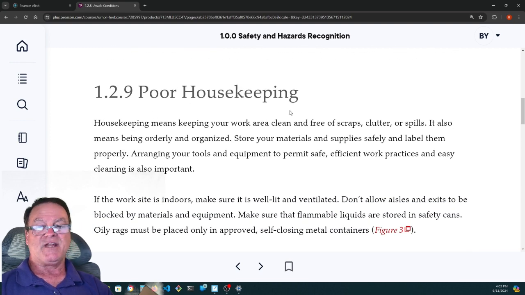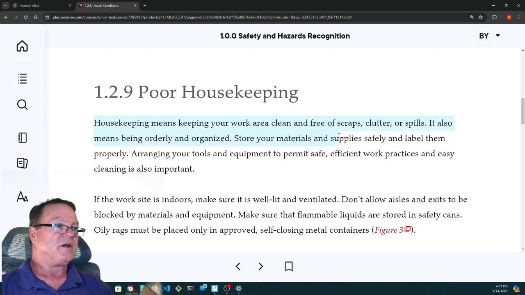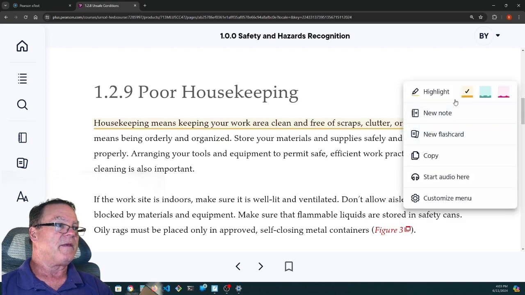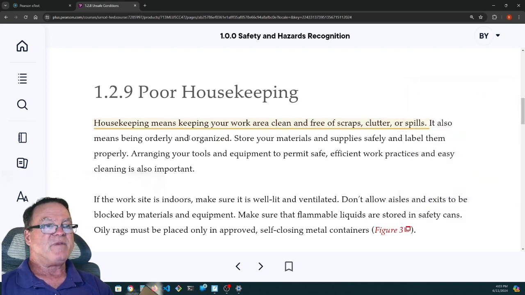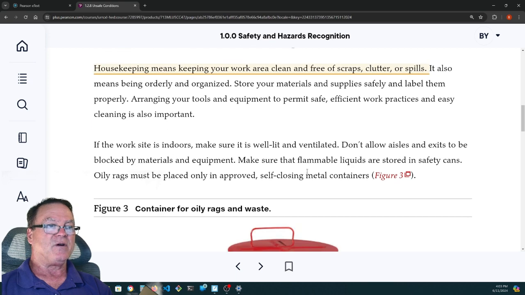1.2.9, poor housekeeping. This goes along with that clutter that we just spoke of. Housekeeping means keeping your work area clean and free of scraps, clutter, or spills. Let's make that a highlight. It also means being orderly and organized. Store your materials and supplies safely and label them properly. Arranging your tools and equipment to permit safe, efficient work practices and easy cleaning is also important.